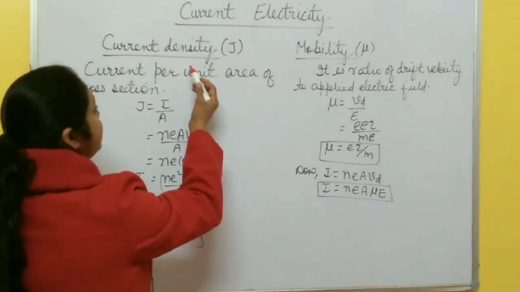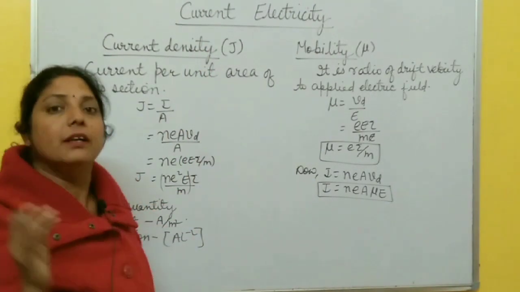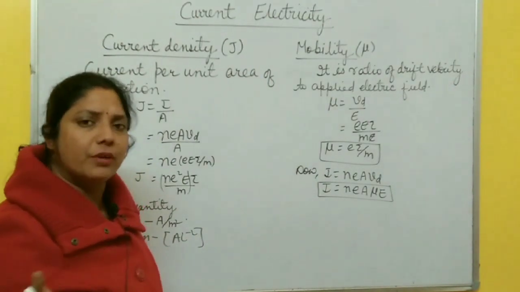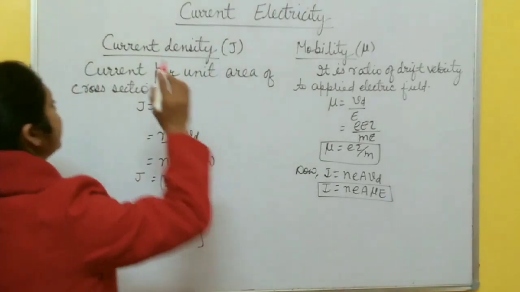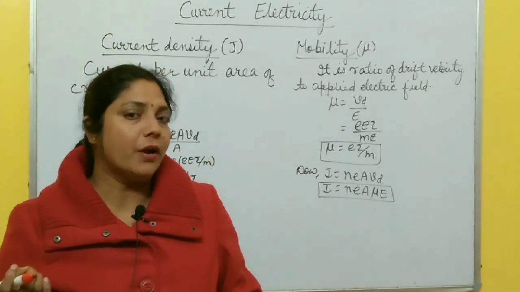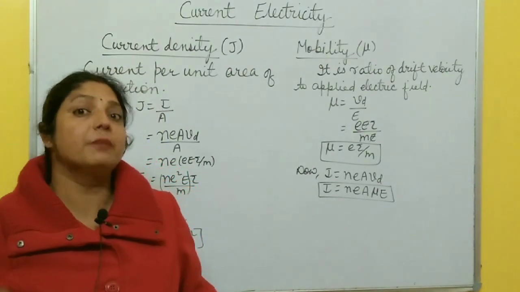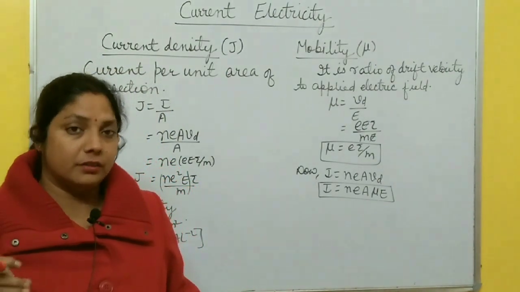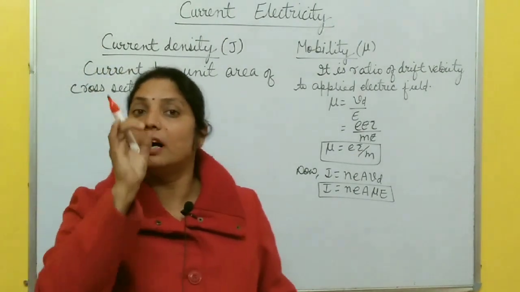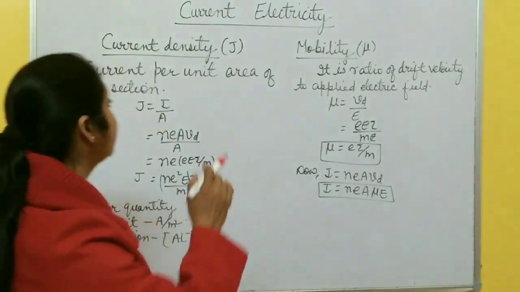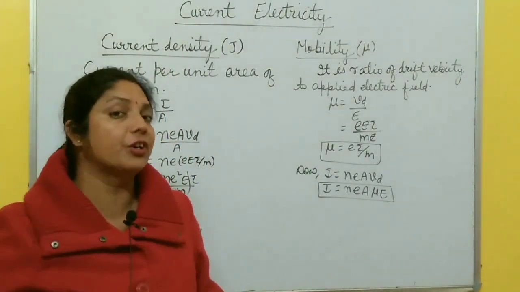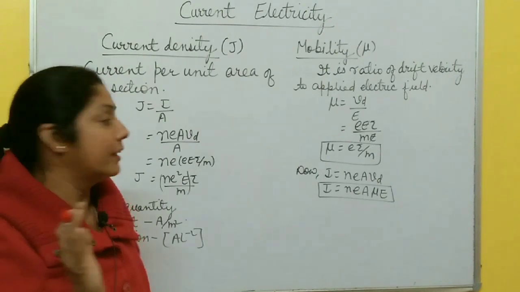Now, there is a very small topic, that is current density and mobility. Just know what its formula and definition are. So first is current density. You know that current is a scalar quantity, but in physics, when we study current, you want its direction. So to represent the direction of current, we use a vector quantity, and that is current density. Current density represents the direction of current and it is a vector quantity.